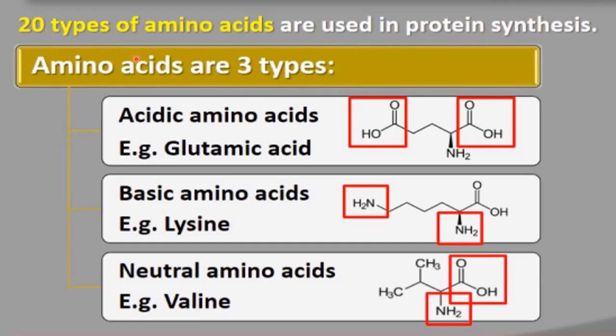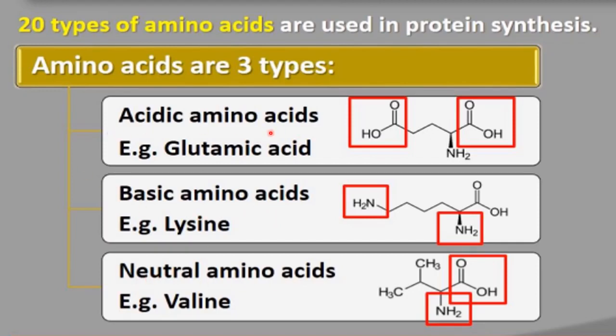Now these are the types of amino acids. There are 20 types of amino acids used in protein synthesis, because our body needs different proteins, and for synthesizing those proteins we need 20 types of amino acids. These 20 amino acids are of three major types: acidic amino acids, basic amino acids and neutral amino acids.